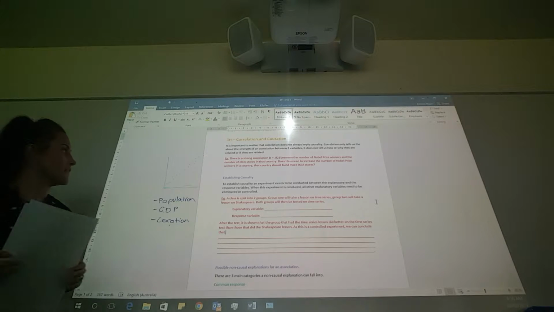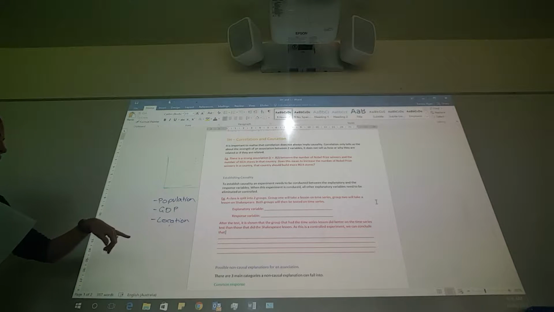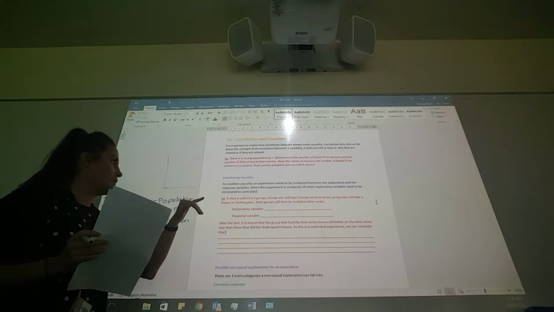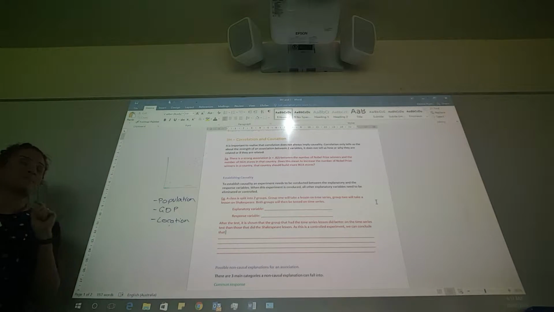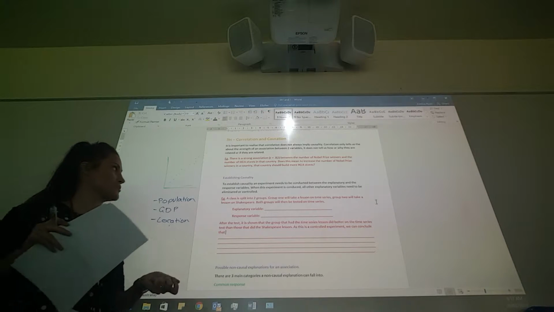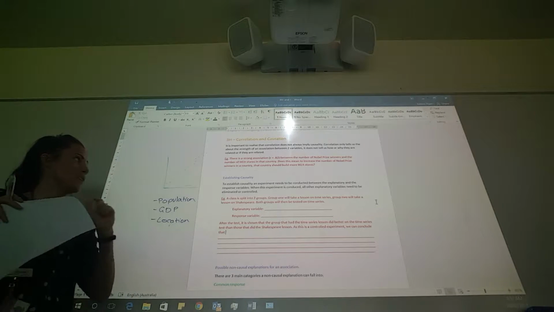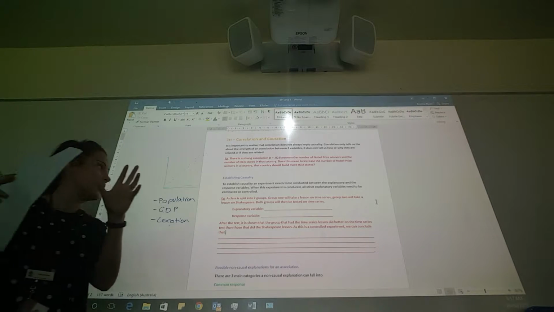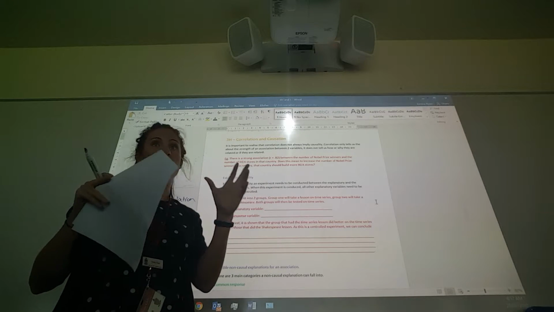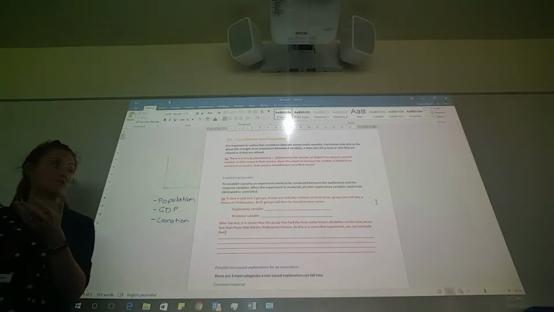Cool. All right, so to establish causality, we first need to have an experiment conducted between the explanatory variable and the response variable. And we need to make sure it's a really controlled experiment so we can eliminate as many other variables that could affect it as possible.